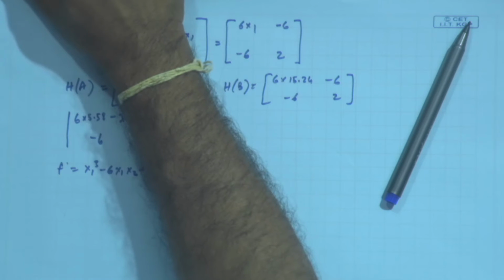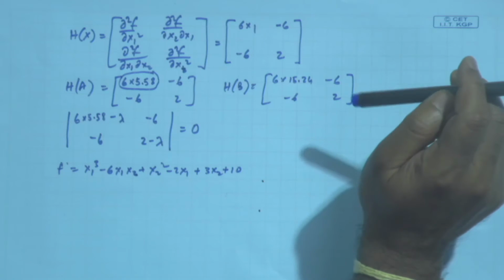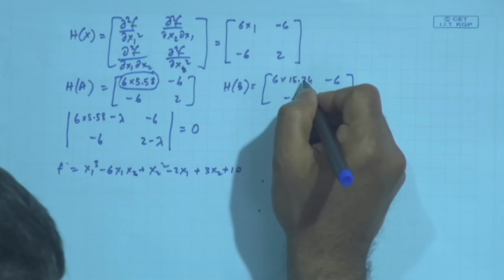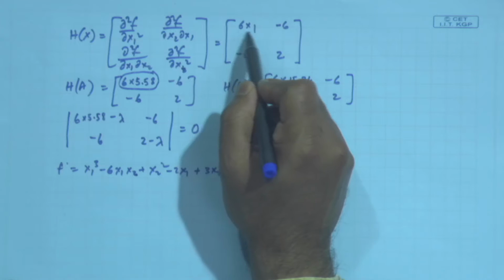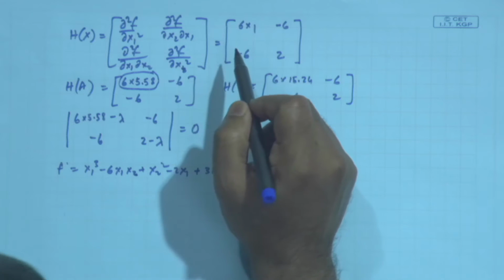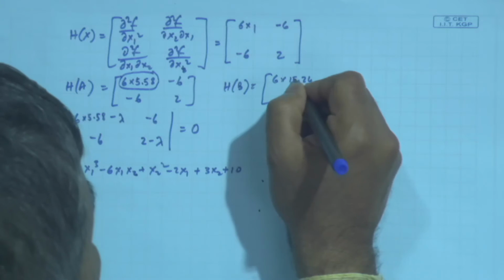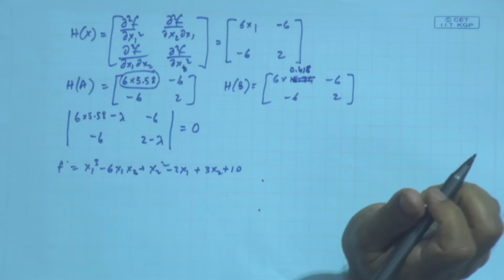Yes. 3, 4. Is it 3, 4? Because there is a 6 times x1. The general expression. Oh, sorry. x1 is 0.418. Is it? Oh, yes. I'm making a mistake. 0.418 here. You're right.